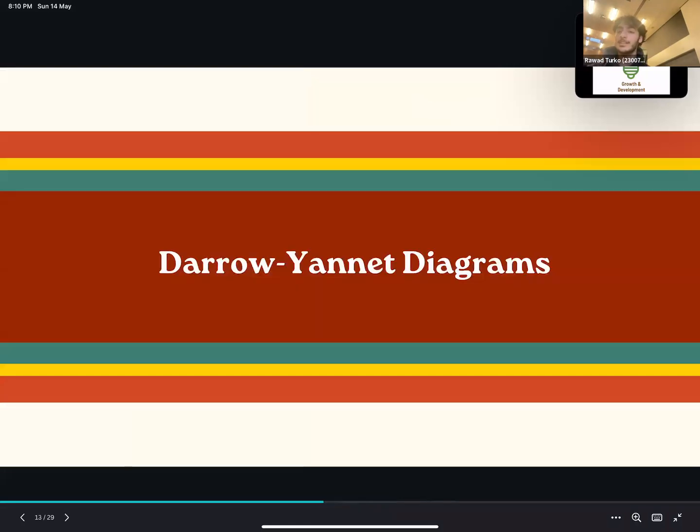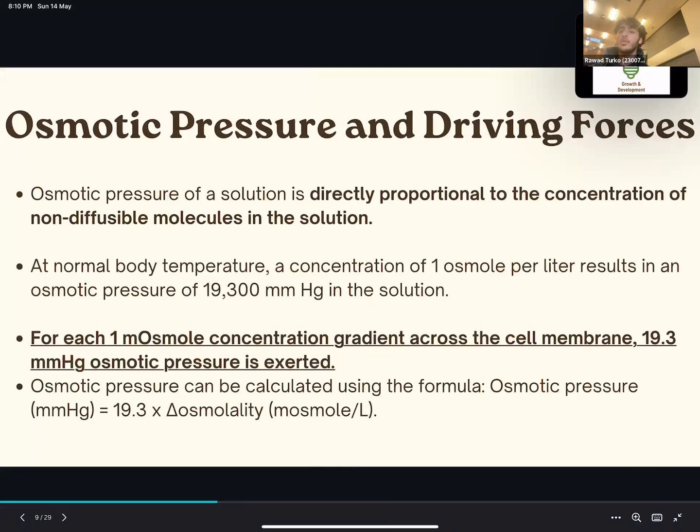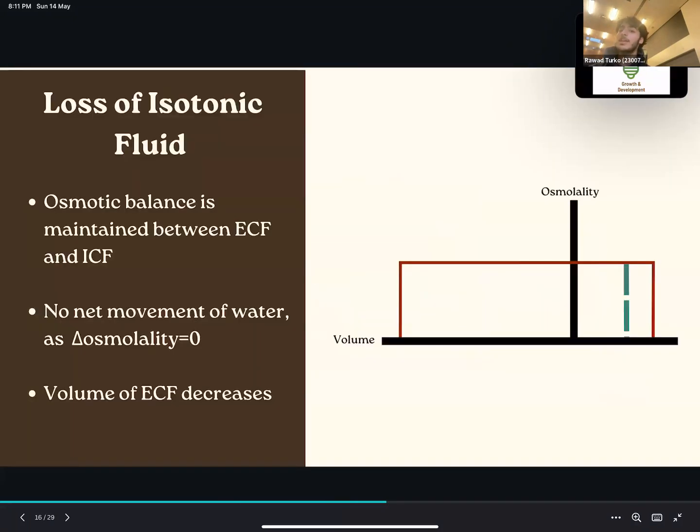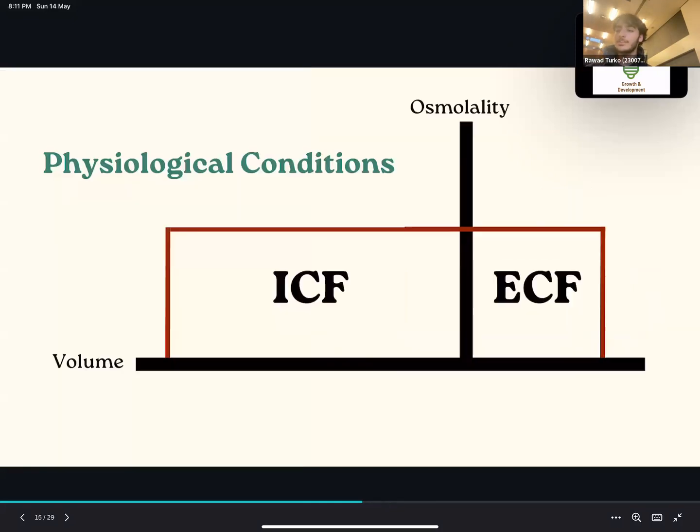So if we go back to this slide, we'll see that osmotic pressure equals 19.3 times the difference in osmolality. But since we're only losing isotonic fluid, we would have no difference in osmolality, and thus no net movement of water in and out of any compartment. All we would see is a decrease in the volume of the extracellular fluid. Just to keep you oriented, the extracellular fluid is the smaller compartment, and the intracellular fluid is the larger compartment.